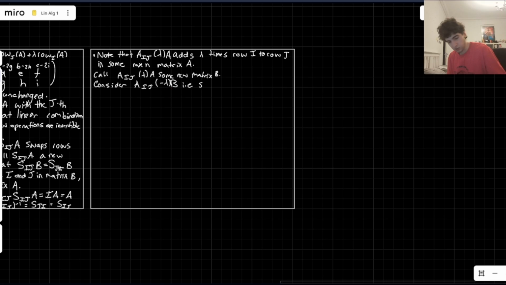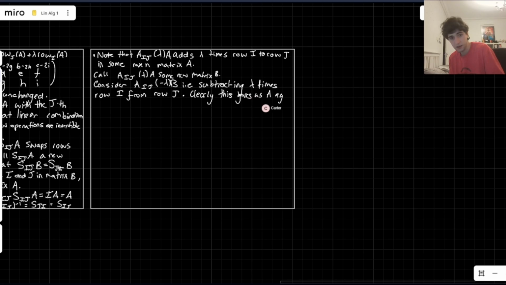So in other words, what this is doing is just subtracting, right? Because we're adding minus lambda times row i, which is the same as subtracting lambda times row i from row j, right? Okay, and clearly that gives us matrix A again, since all we did is add and subtract some constant value to each element in row j.